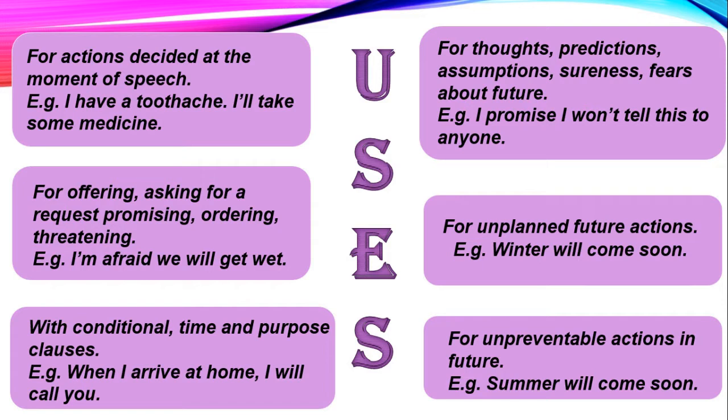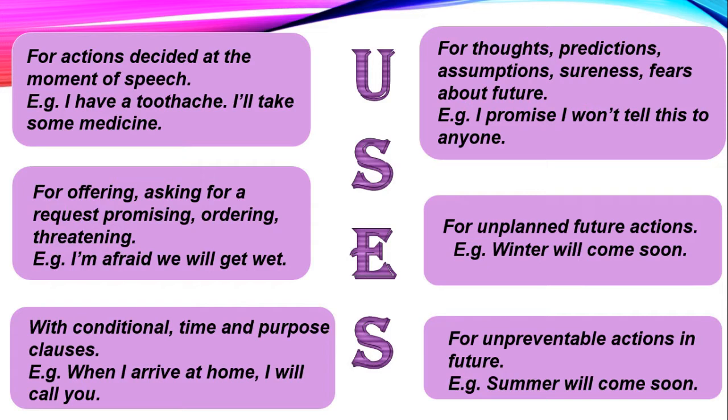It is used to express thoughts, predictions, assumptions, sureness, fears about future. For example, I promise I won't tell this to anyone. Here it shows sureness. So here also we are using simple future tense.